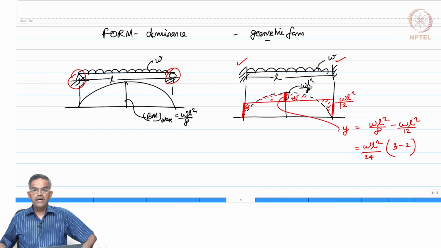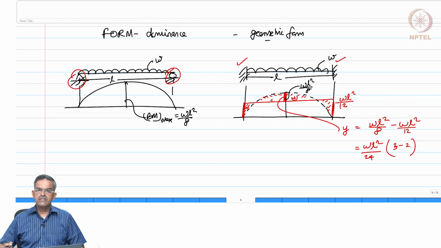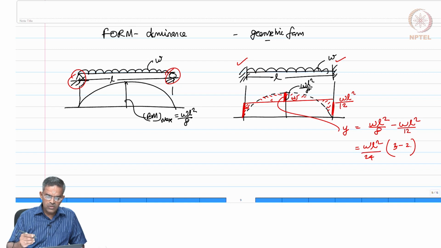So, I get a great reduction in the net bending moment at the critical section just by changing the support system. So, this is a very simple illustrative example to understand how form dominance plays a role. Please note a great understanding in this example.